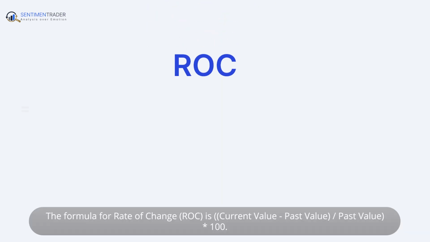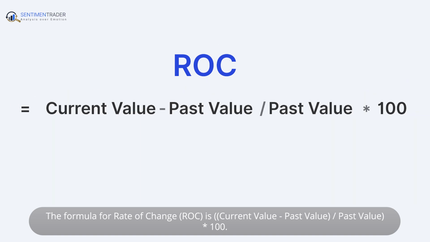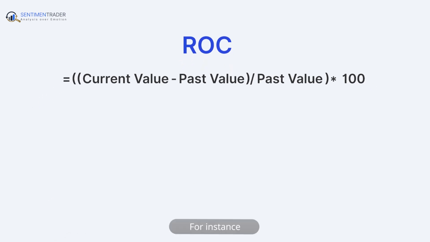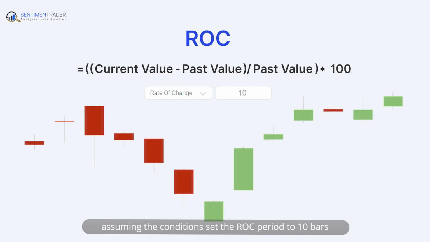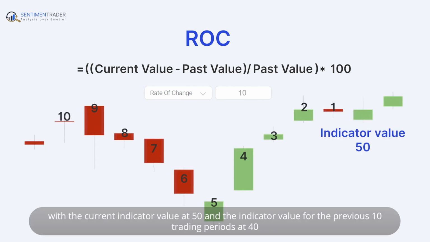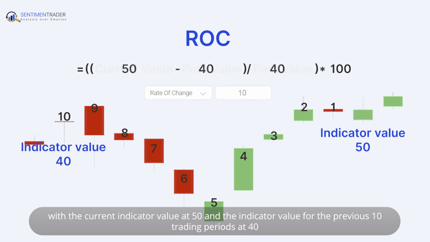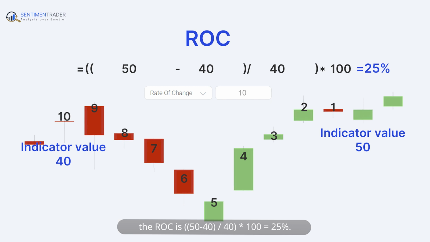The formula for rate of change is calculated by subtracting the past value from the current value, then dividing the result by the past value, and finally multiplying the quotient by 100. For instance, assuming the conditions set the ROC period to 10 bars, with the current indicator value at 50 and the indicator value for the previous 10 trading periods at 40, the ROC is 25%.